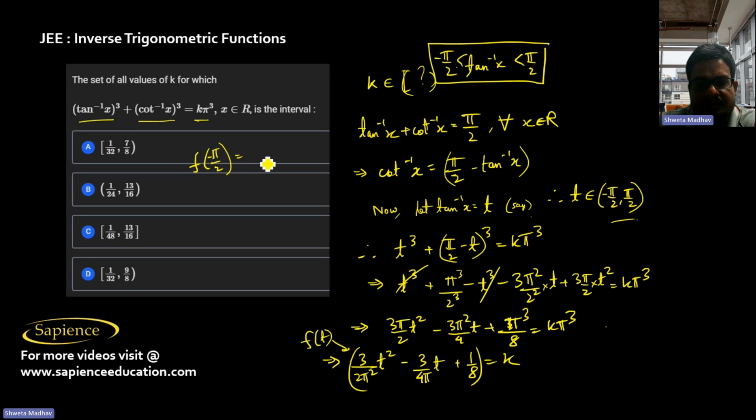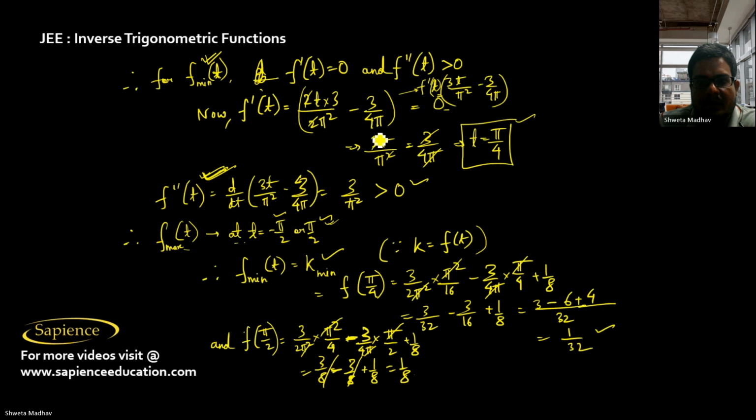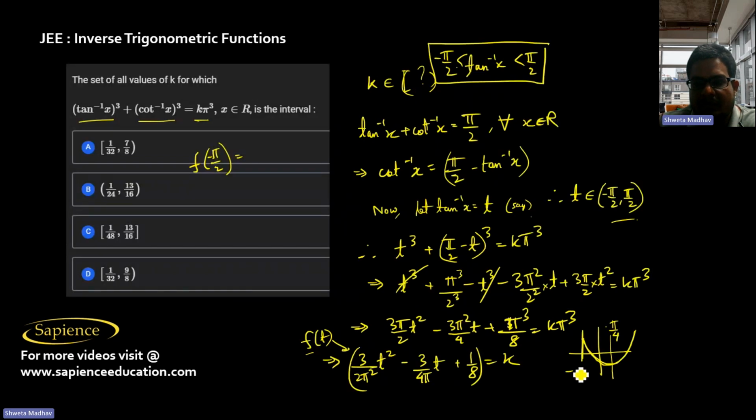So, since here the function f of t is a quadratic function, it will have a parabolic shape. At pi by 4, it will have a minimum value only. So at minus pi by 2 it can have the maximum, or at pi by 2 it can have the maximum value. So we have to check at which value of t the maximum of f of t will come.